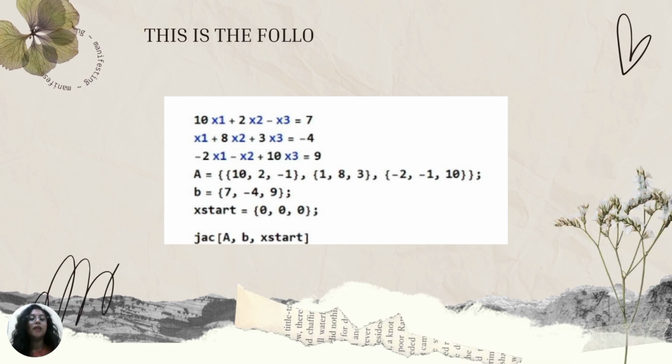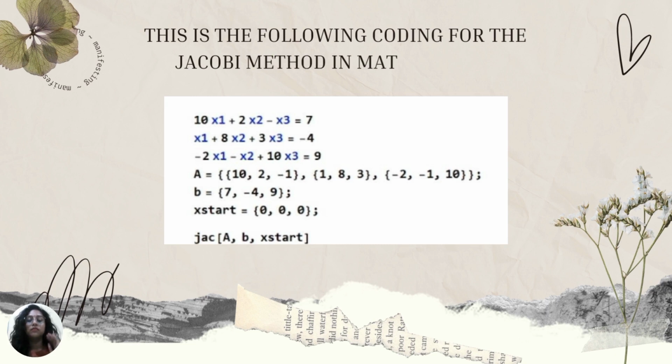Second of all, this is the following coding for the Jacobi method in Mathematica. Previously, we had one coding, and this is the second coding. Through this coding, we have our question, which is 10x1 plus 2x2 minus x3 equals 7, x1 plus 8x2 plus 3x3 equals negative 4, negative 2x1 minus x2 plus 10x3 equals 9. So this is our question and we are going to turn it into the Jacobi method in Mathematica.